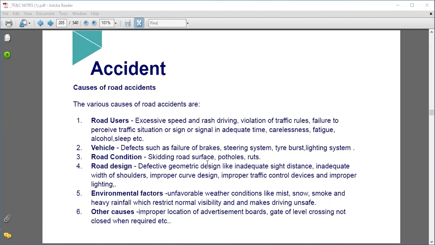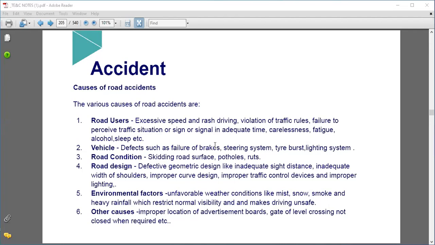The third point is road condition. You can see skidding, road surface, potholes, and ruts. If the road surface requires maintenance, then potholes are there. Again, if skidding occurs on the road surface, at that time also the road condition will be affected, and due to such road conditions, accidents will occur on the roads.